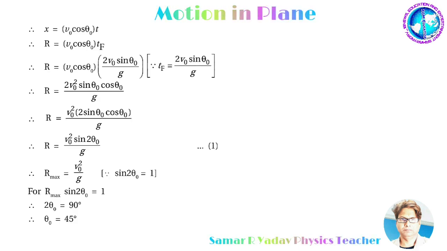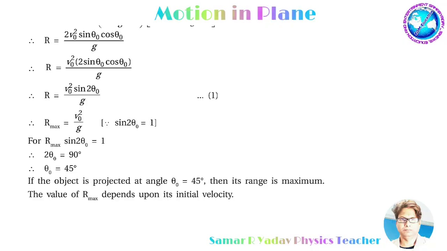Therefore R = v0² sin 2θ0 / g, equation 1. Rmax = v0² / g, where sin 2θ0 = 1. Therefore for Rmax, sin 2θ0 = 1. Therefore 2θ0 = 90°, so θ0 = 45°. If the object is projected at angle θ0 = 45 degrees, then its range is maximum. The value of Rmax depends upon the initial velocity.